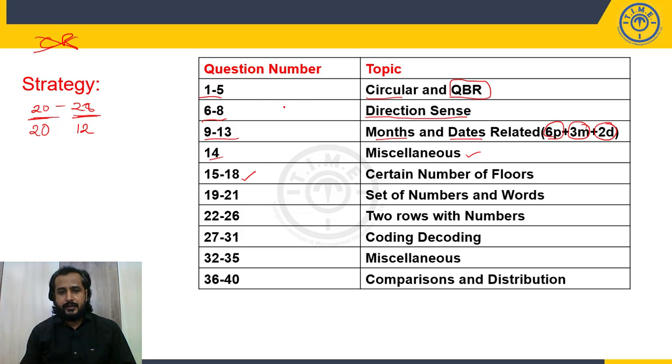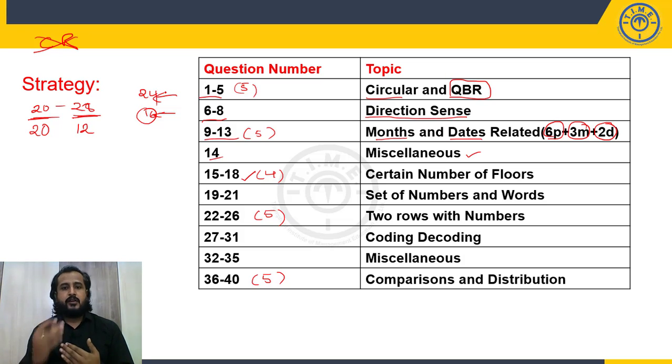Now, look at here. In this paper, how many puzzles are given? Here 5 questions, and here 5 more, and here 4 questions, and here again 5 more, and finally here 5 more. Totally 24 questions are puzzles, and the 16 are other areas. So again the same approach, the way we approached RRB PO mains, here also our approach should be the same. We may spend a maximum of 30 to 40 minutes, depending upon your speed.